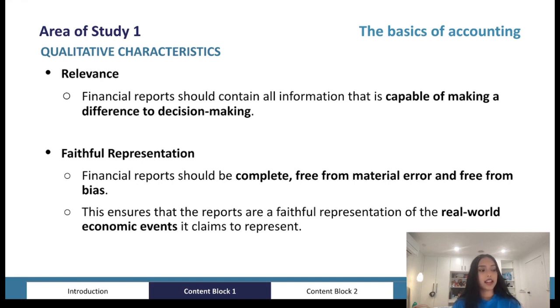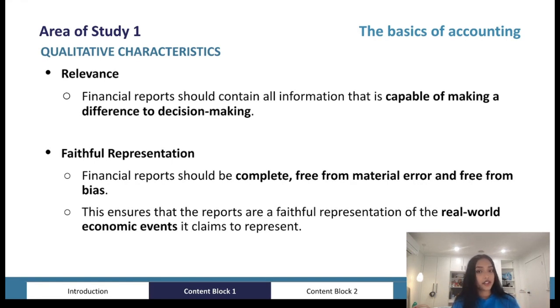The second characteristic is faithful representation, which basically just states that our financial reports must be complete, free from material error, and bias free. So complete, that just means nothing is missing. You know, as accountants, it's obvious that you can make a mistake. So you forgot to include a certain transaction or a certain title in the report. So making sure that there's nothing missing from the report.